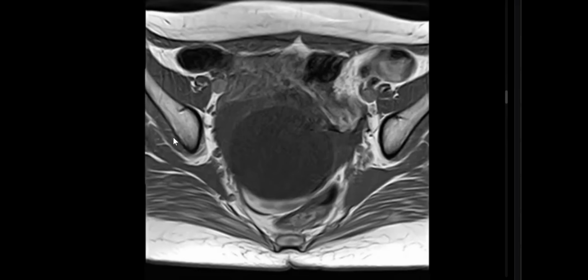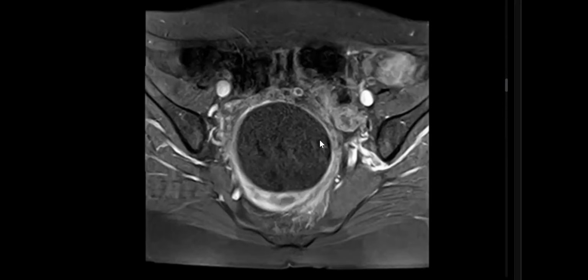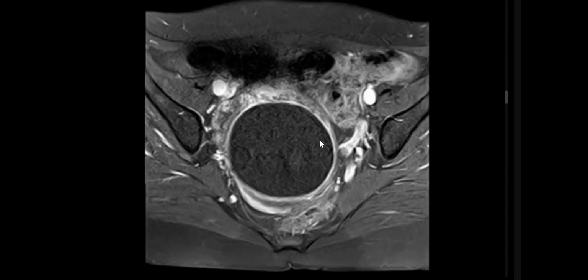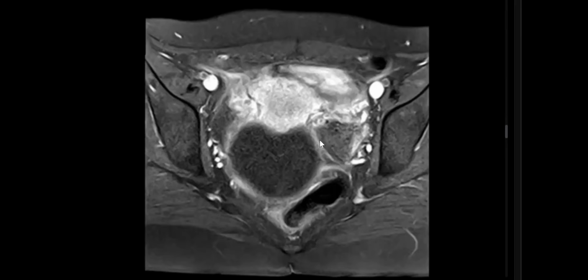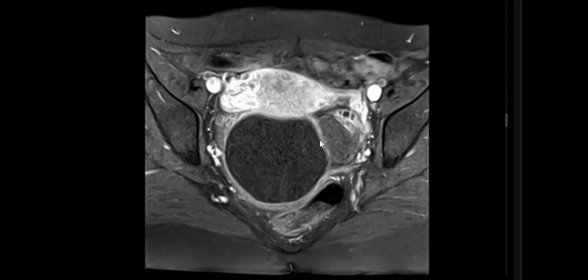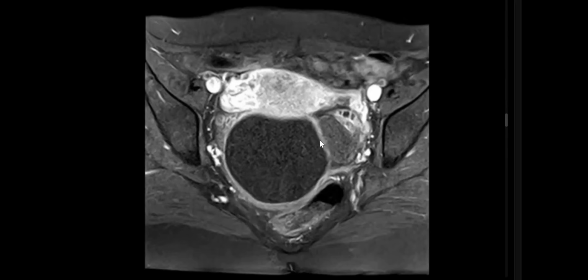What's the next sequence you want to see? Post contrast. You can scroll and tell me your opinion and next step. On this post contrast, the large structure is still not showing any significant enhancement. However, I can see a peripheral rim of enhancement. This is a fat set T1 post contrast. The signal is showing low signal intensity. It was high on T2 and low on T1. What is your diagnosis and management?